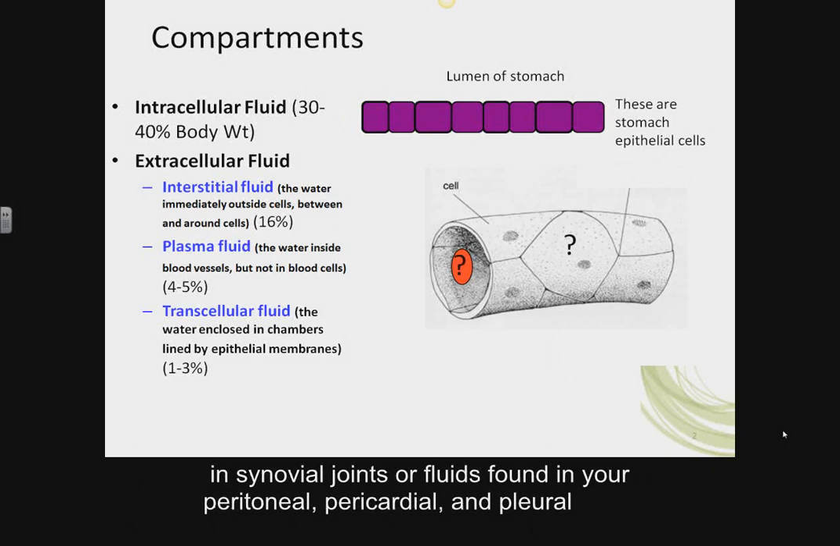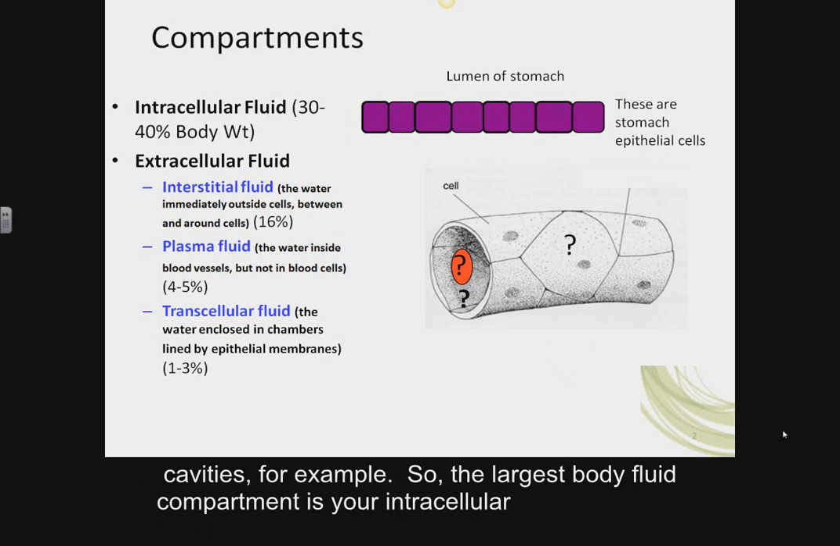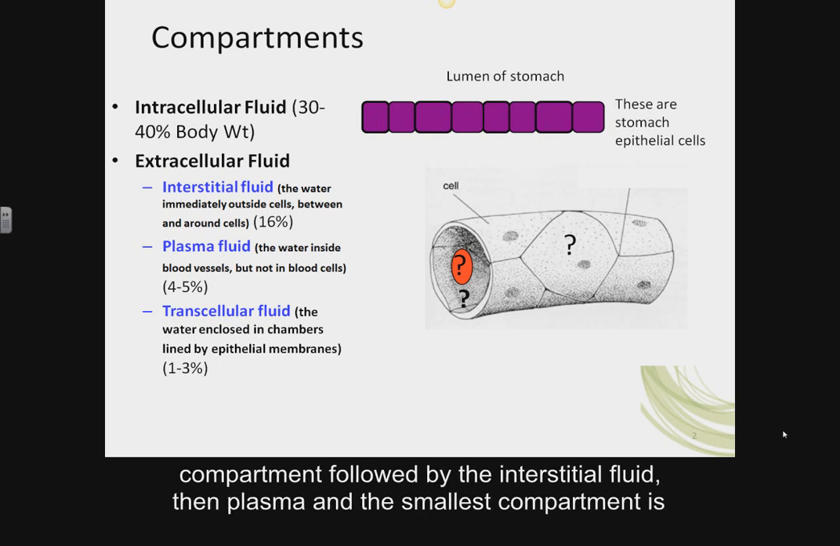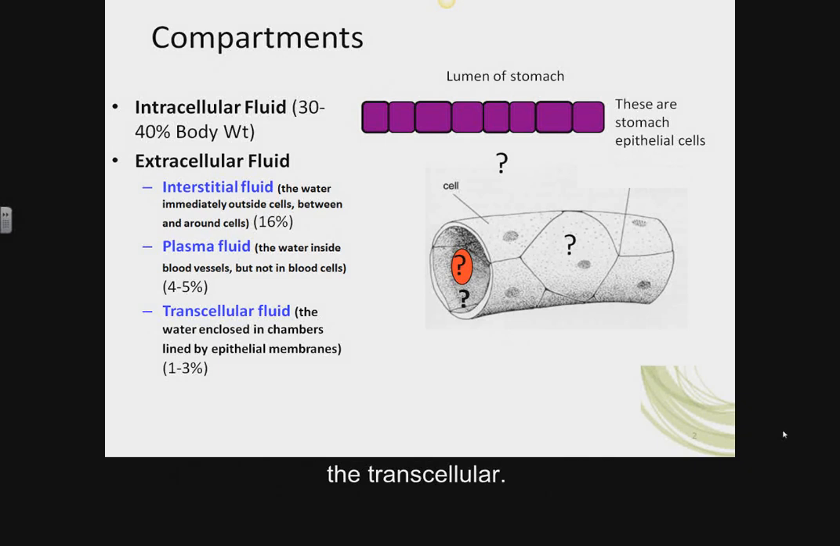And the pictures here are just highlighting some of these body fluid compartments. The first question mark would be showing you intracellular fluid, the one in the red blood cell, again showing you intracellular fluid, the one surrounding the red blood cell representing plasma, and the last question mark that just appeared here is showing you fluid that would be in between cells, and that's the interstitial fluid. And the one in the lumen of the stomach would show you transcellular.